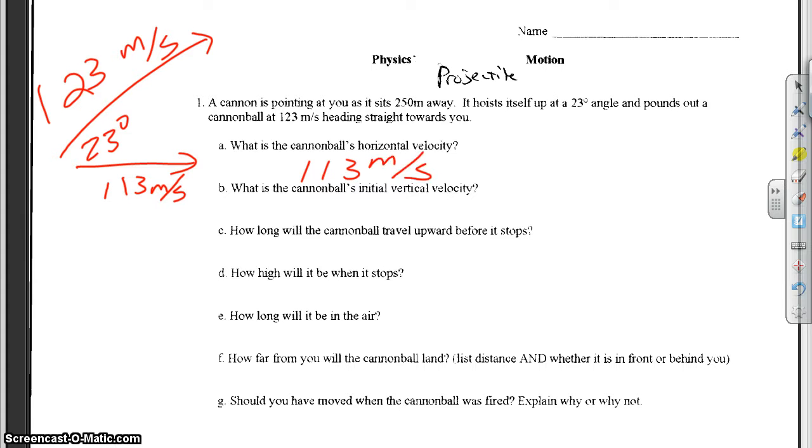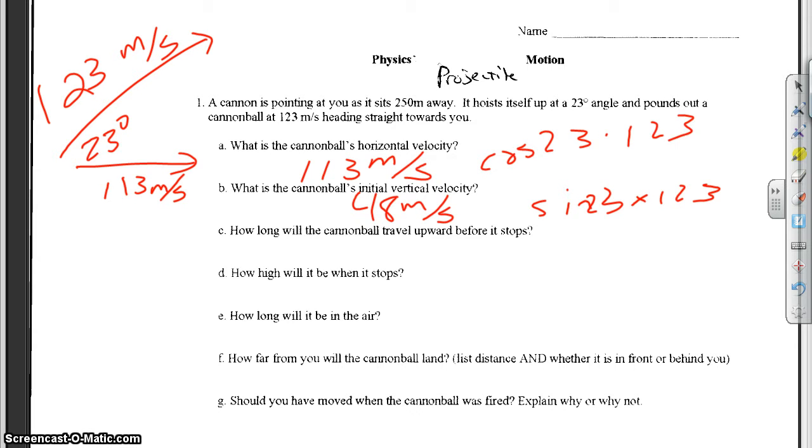Then you do the same thing with sine. Sine of 23 times 123 gives you 48 meters per second. This was cosine of 23 times 123, so that is your x, and that is your y. Not drawn to scale, of course.